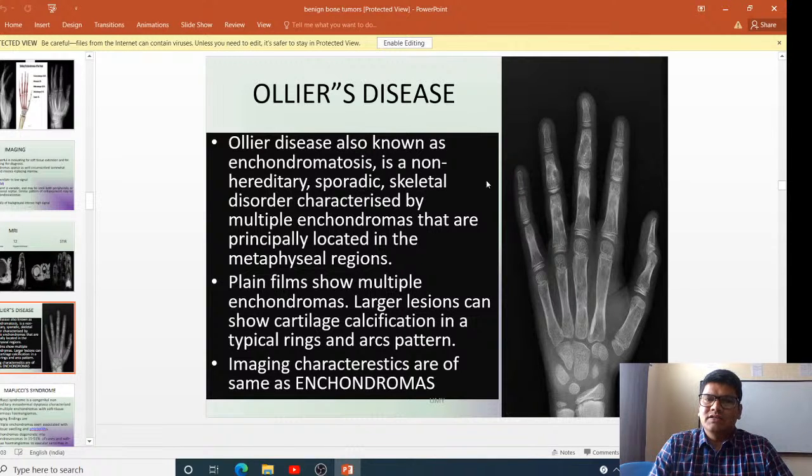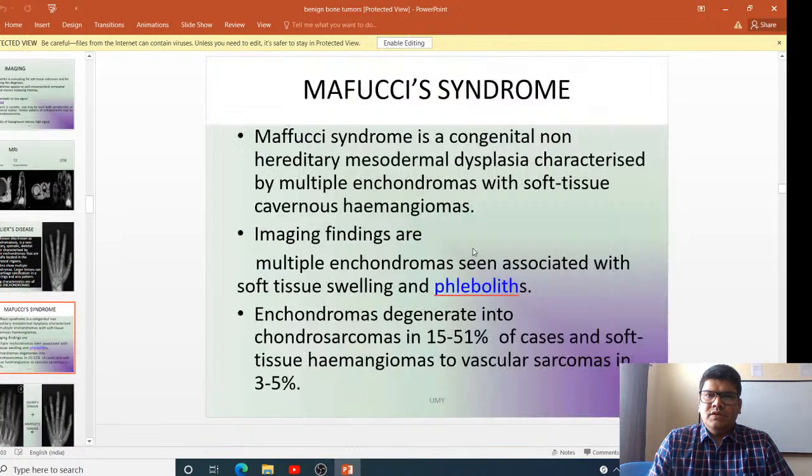It is a non-hereditary sporadic skeletal disorder characterized by multiple enchondromas, principally located in the metaphyseal regions. Plain X-ray shows multiple enchondromas. Larger lesions show cartilage calcification and a typical ring and arc pattern. Maffucci syndrome is a congenital, non-hereditary mesodermal dysplasia characterized by multiple enchondromas and also soft tissue hemangiomas, cavernous hemangiomas. So multiple enchondromas is Ollier's. Multiple enchondromas with cavernous hemangiomas is Maffucci syndrome.